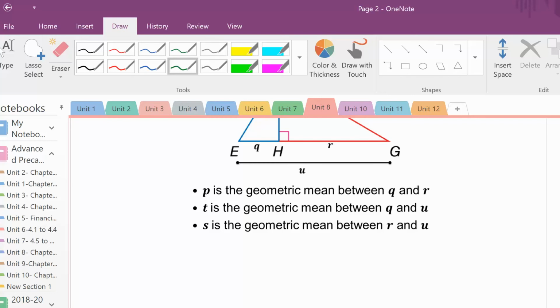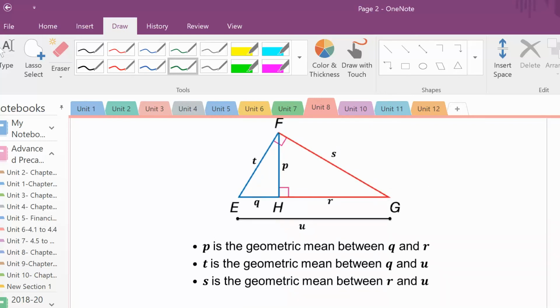To review, it's basically saying P is the geometric mean between Q and R. So any altitude is the geometric mean between the two segments on the hypotenuse. If you have a leg like T, it would be the geometric mean between the segment closest to it, which is Q, and the whole thing, which is U. And for S, it would be the geometric mean between R and the whole thing, U. So now let's do some examples.